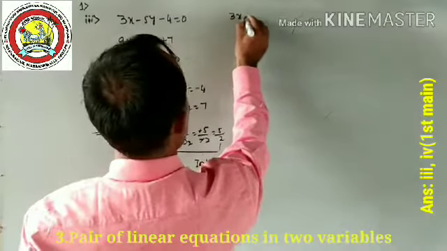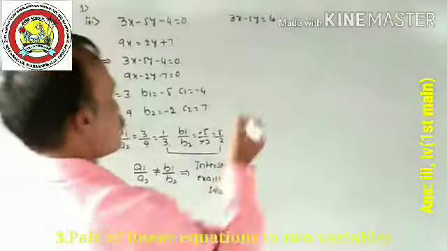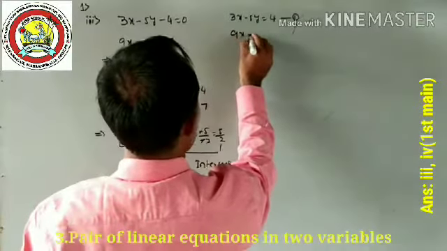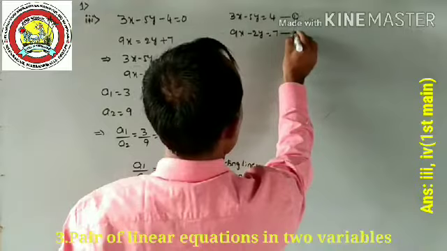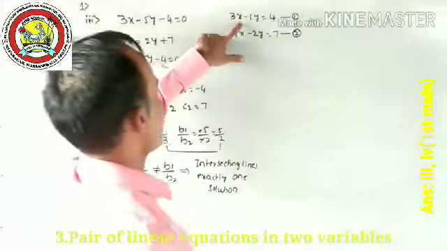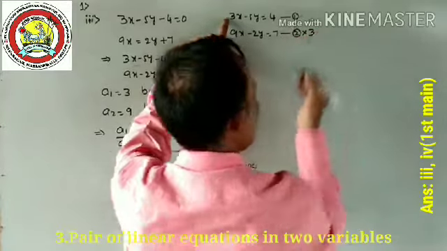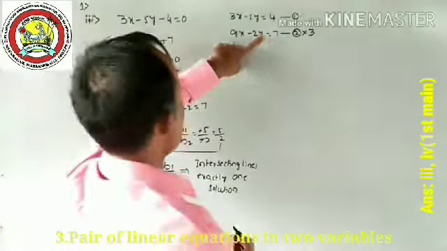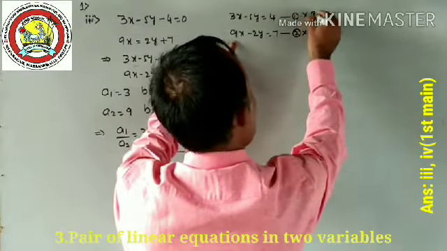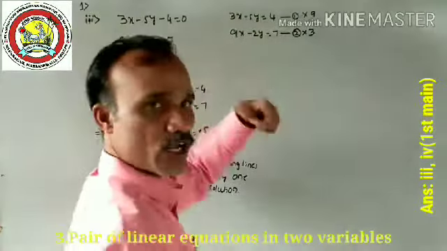3x minus 5y, I will send 4 towards the RHS, it becomes plus 4. Call this equation 1. The second one, 9x minus 2y is equal to 4. Call this equation 2. As I told you in the previous class, the coefficient of x in equation 1 is 3, so multiply equation 2 by 3, then x will be eliminated. The coefficient of x in the second equation is 9, so multiply equation 1 by 9. Otherwise, multiply equation 2 by 5 and equation 1 by 2, then y will be eliminated.